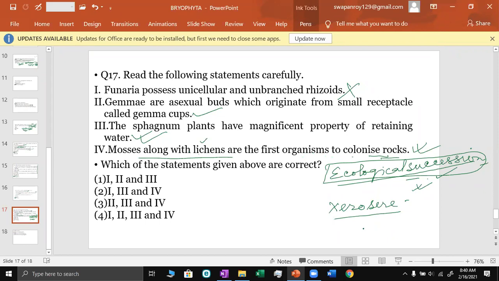If the vegetation starts from a water body, it is hydrosere. Xerosere is in the barren, desert-like condition. So statements 2, 3, and 4 are correct. 2, 3, and 4.